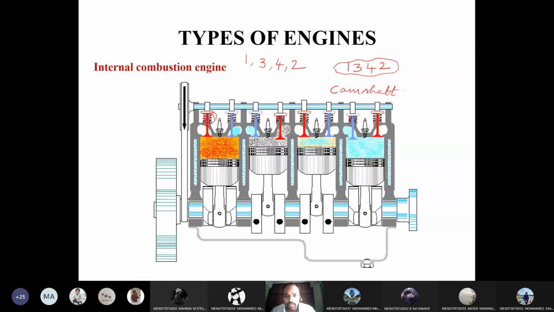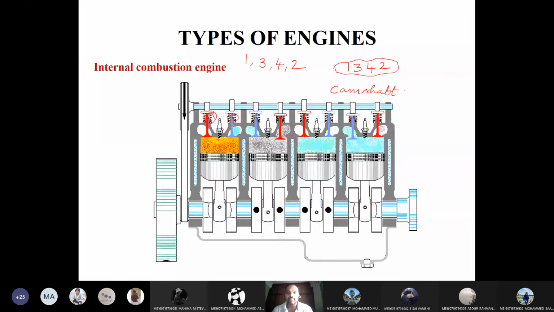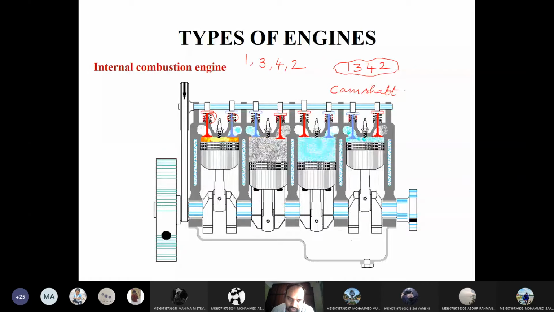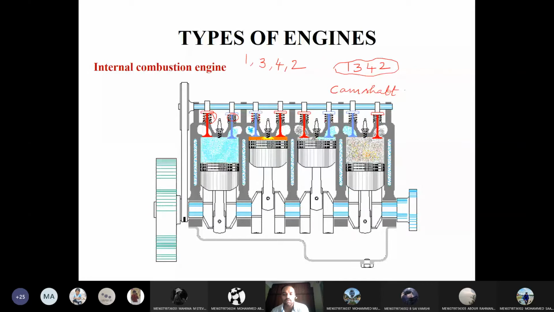Now you can see these are the valve springs. After opening, we need to close the valves again, so with the help of this spring force, the valves are getting closed.